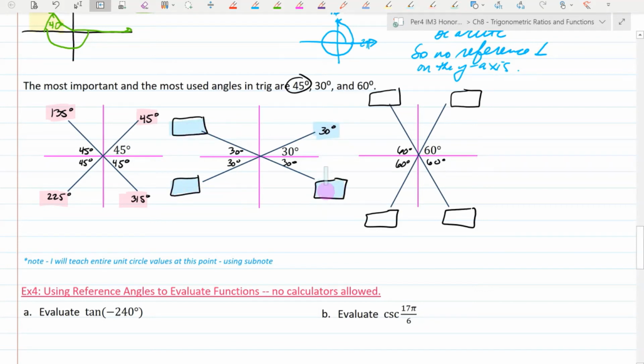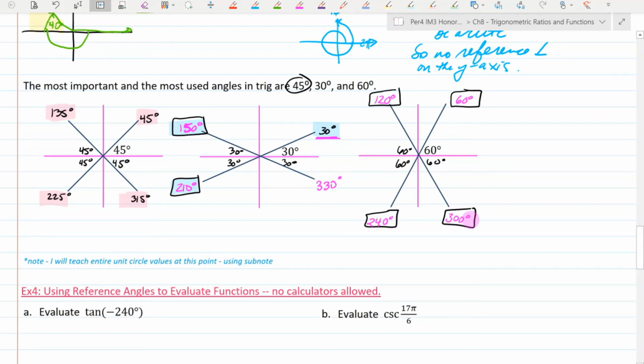All right, so I'm going to color code these. 30 degrees away from the x-axis, so this one would be 150. This one would be 210, and this one would be 330. For the next one, this is going to be 60 degrees, 120 degrees, 240 degrees, and 300 degrees.